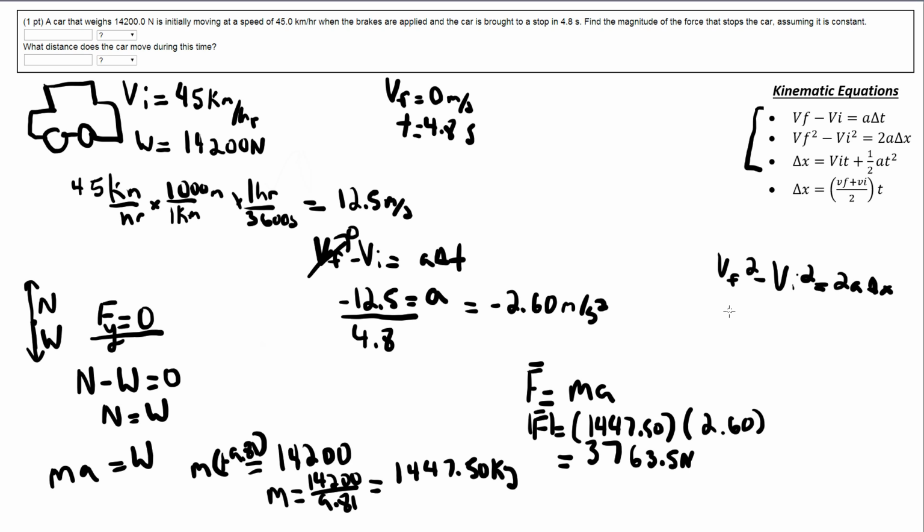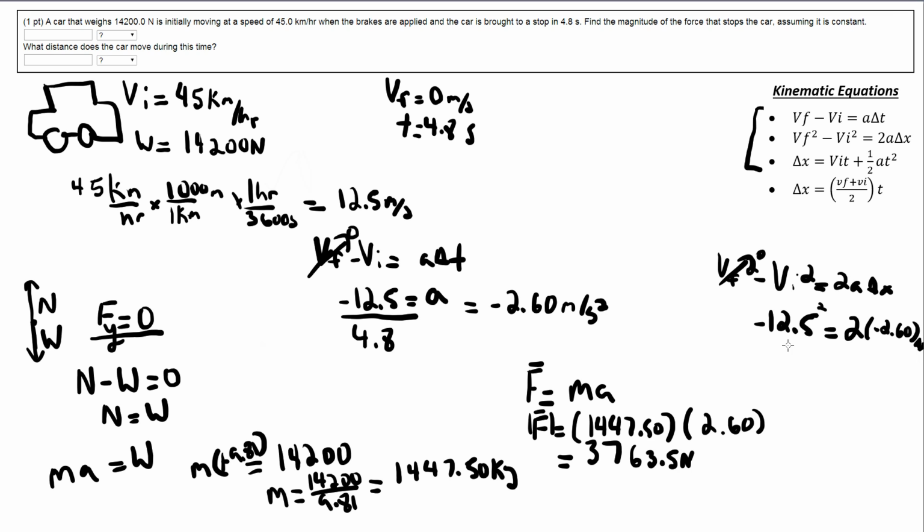So we know that our final velocity goes to 0. We know that the initial velocity is going to be minus 12.5. Remember from earlier, we converted the 45 kilometers per hour to meters per second. It's squared, is equal to 2 times minus 2.60 meters per second squared, times delta x.